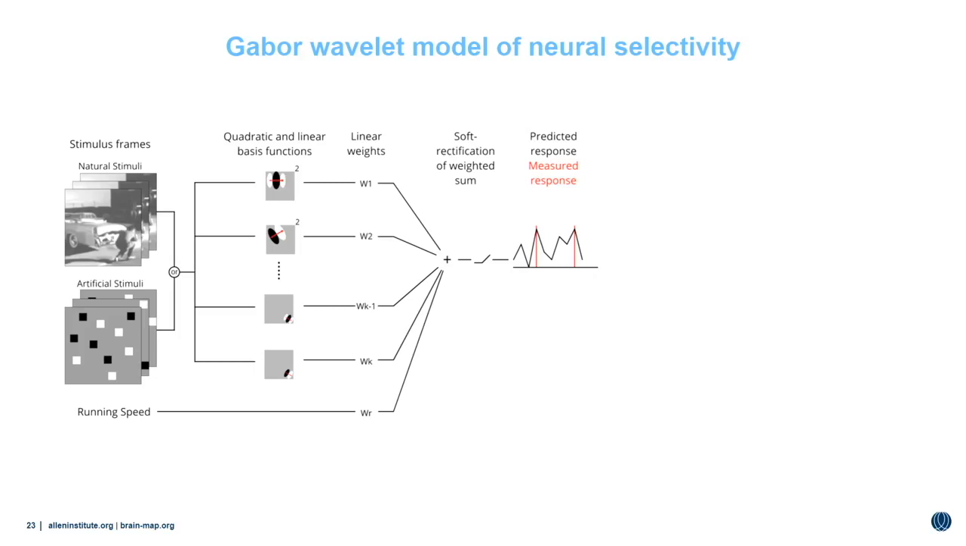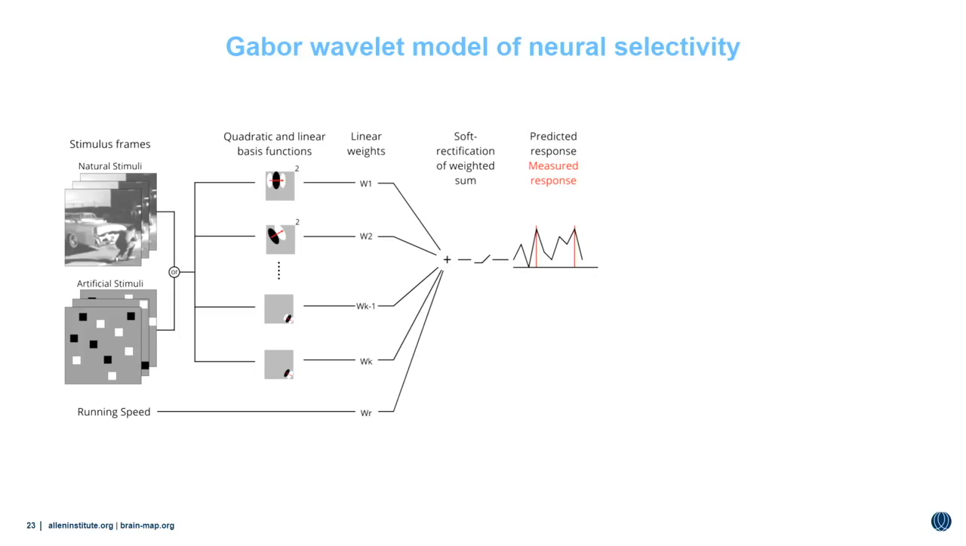And the model for each neuron is simply a weighted sum of the output of all these Gabor wavelet features. And the weights are found by a sparse linear regression. Also included in the model is the running speed, since some neurons are known to be modulated by running. And Dan is going to talk about that in just a second.